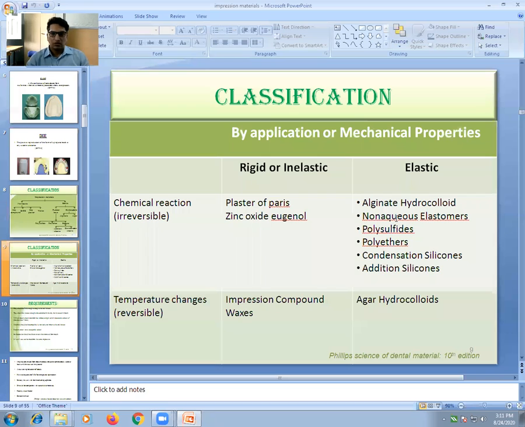Now, this is another classification. This is based on the mechanical properties, like we have previously seen, rigid and elastic. The same classification is there. One is rigid.